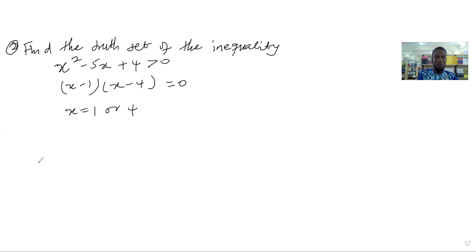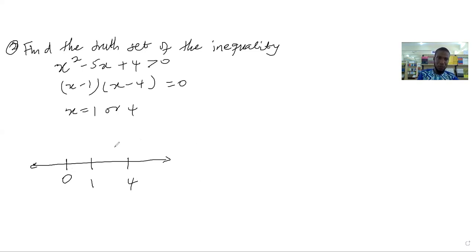So quickly, we sketch our number line. This time, both numbers are positive, meaning that they are going to be to the right of 0. So I can put my 0 to the far left. I have 1 here, and I have my 4 here. Remember, I'm not using any measurement. I'm just basing it on the fact that 1 comes before 4. I'm not interested in all the other numbers that are not in my critical numbers.